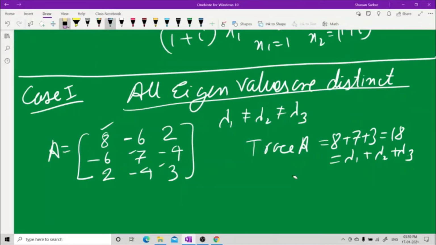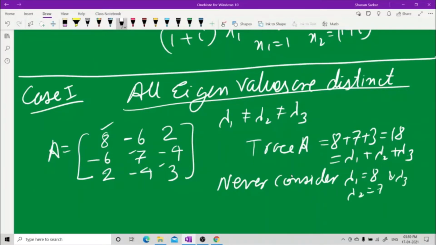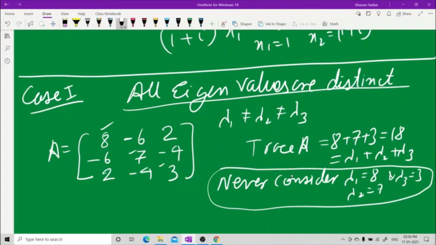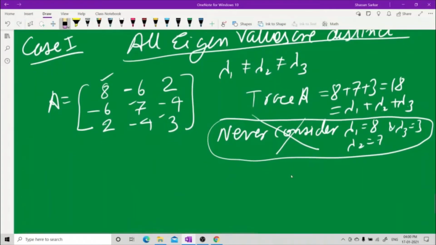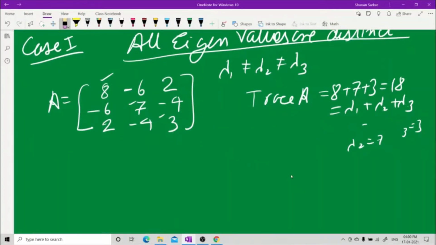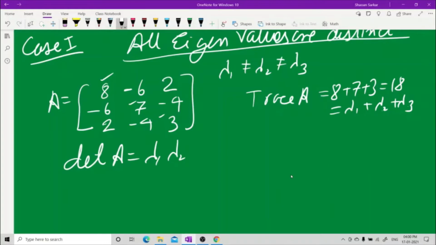Never consider, let me write down, lambda 1 is 8 and lambda 2 is 7 and lambda 3 is 3. Do not do this. Now let me rub this. This is of no use for you. I've told you what's the idea. Now let's find out the determinant. The determinant of A is nothing but lambda 1, lambda 2, lambda 3.